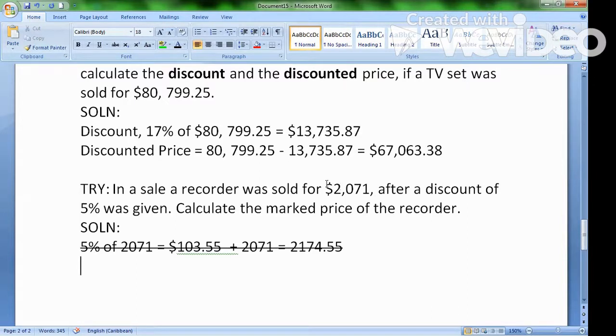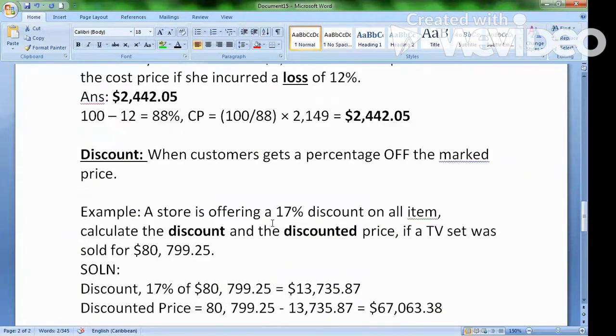So in other words, the $2,071 would mean that the recorder was discounted, and that $2,071 was the discounted price. But we want to know the cost before it was discounted. In other words, we want to find the what? The original price, or the mark price, or the what? What's another name for the mark price or the original price? What other word for it? Cost price. The cost price.